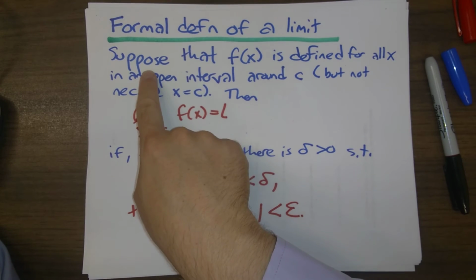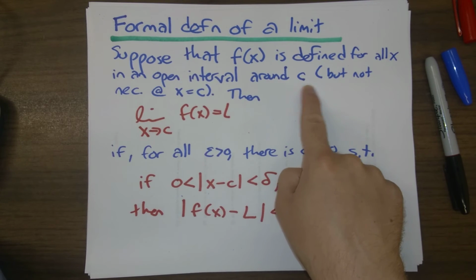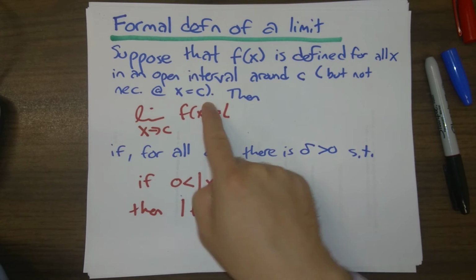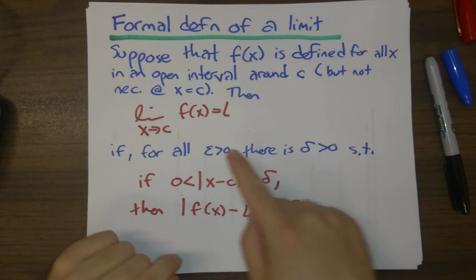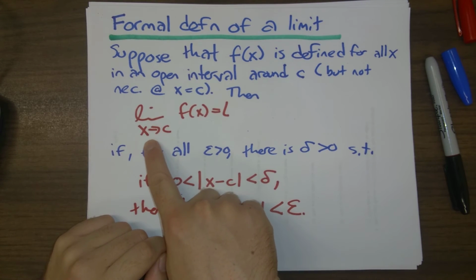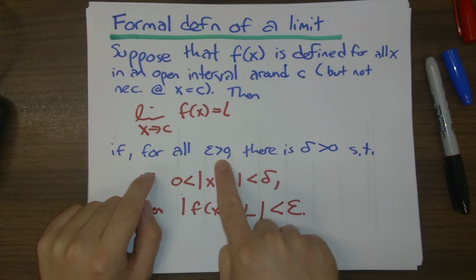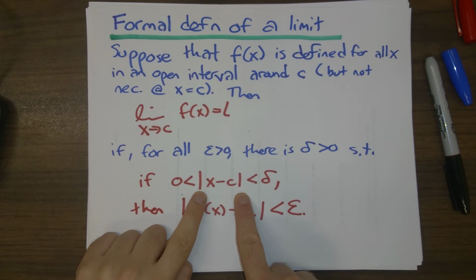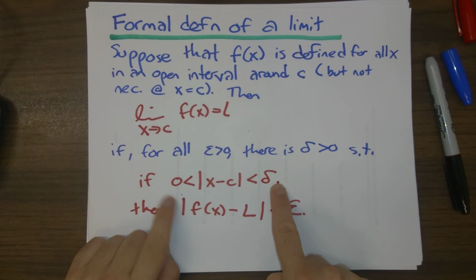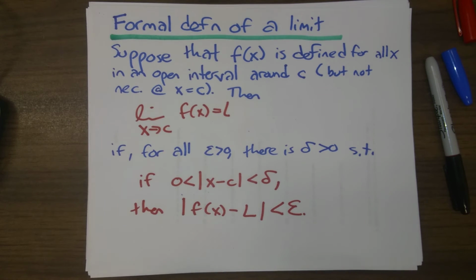So what's going on here? Suppose that f of x is defined for all x in an open interval around c, but not necessarily at x equal to c. So before, our c was 0. It's defined around 0, but not necessarily at 0. Then we say the limit as x goes to c of f of x is equal to L if for all epsilon greater than 0, there is delta greater than 0, such that if the absolute value of x minus c is between 0 and delta, then the absolute value of f of x minus L is less than epsilon.